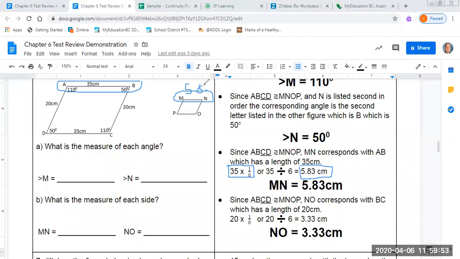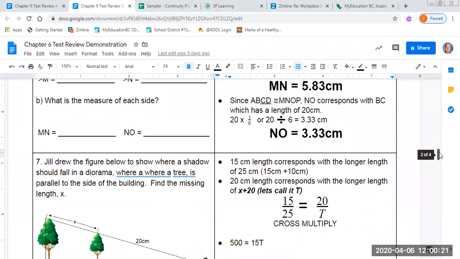And then likewise, same idea here. We're looking at NO now, so that's this here. And this corresponds with this length here, which is 20. So once again, we're going to take 20 and divide by 6, which is going to come up with the answer of 3.33 centimeters for this. So hopefully that makes sense. I'm just going to clear this off so you can get that out of the way. But basically that one should hopefully walk you through that question.